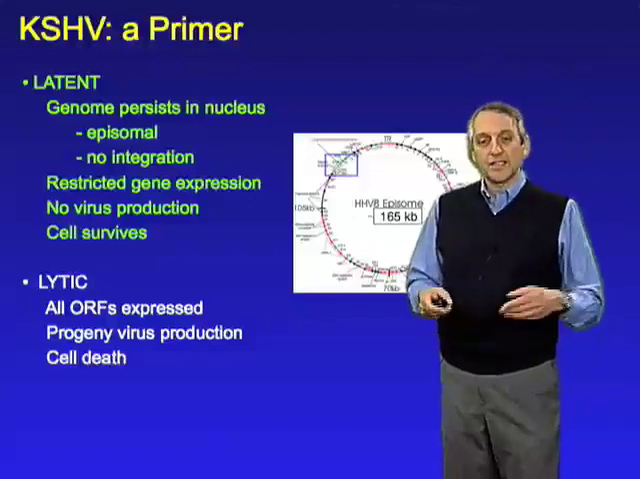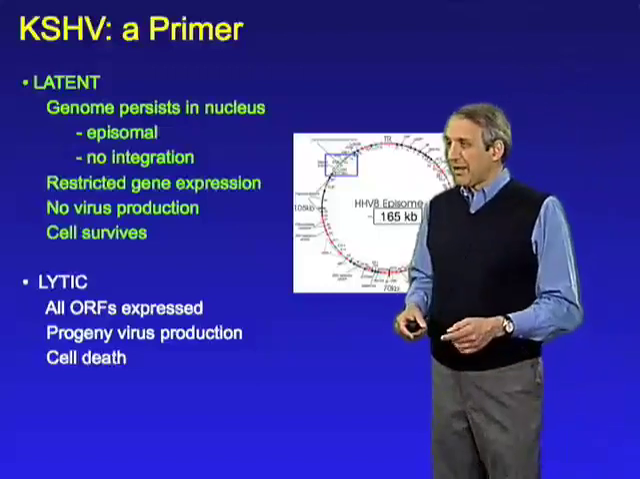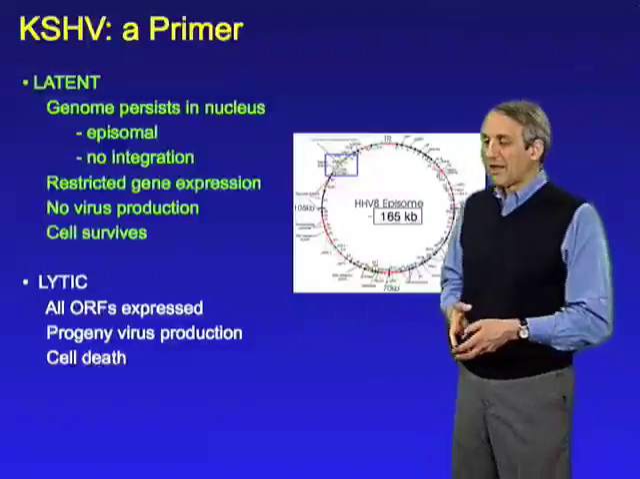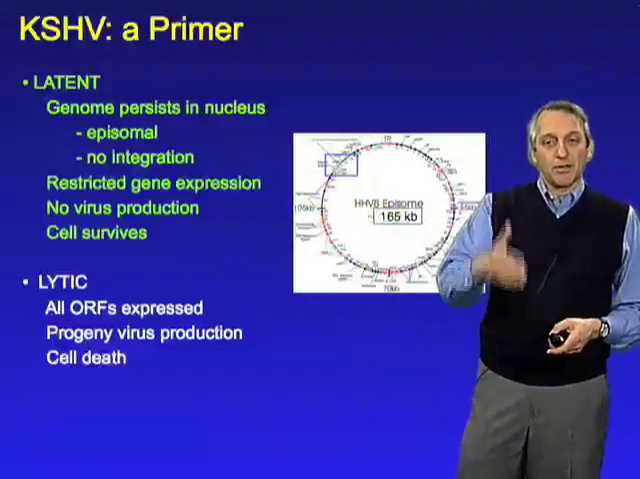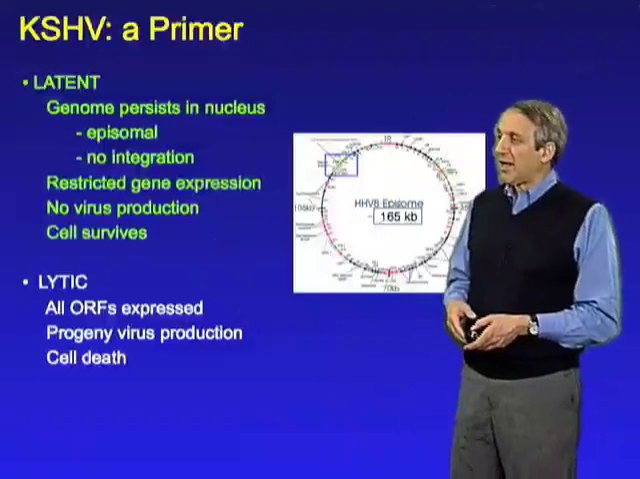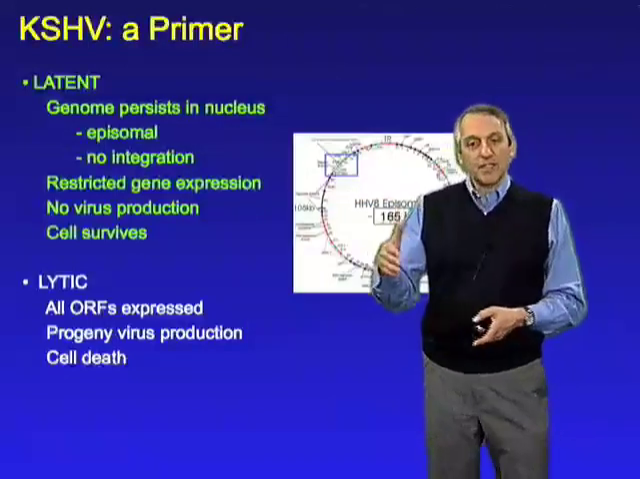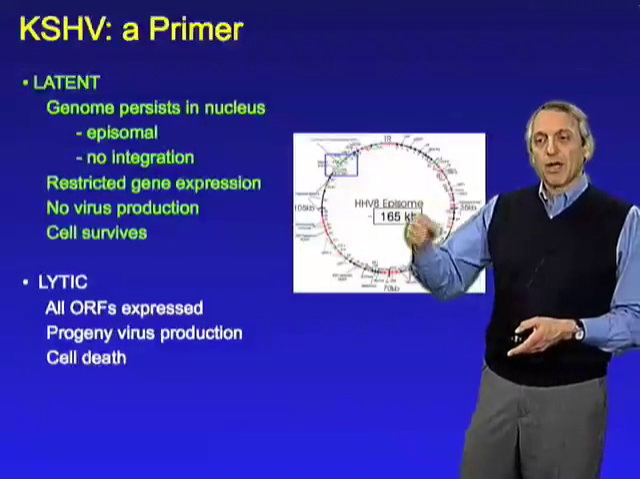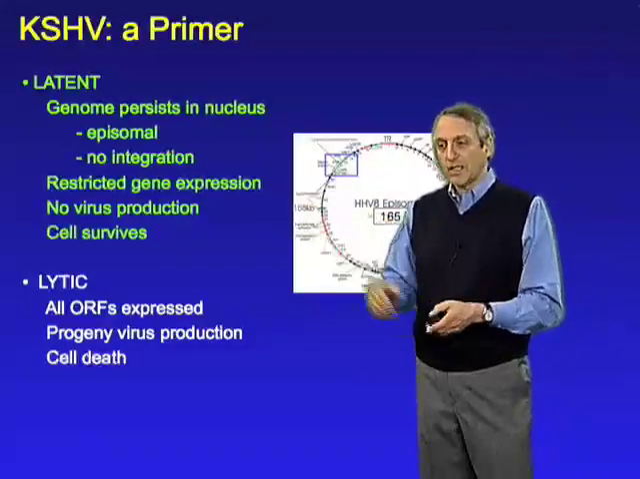So the lytic cycle is the cycle that is perhaps more familiar to students who've had microbiology. This is the phase in which all the open reading frames of the virus are expressed. They're expressed in a developmentally and temporally regulated fashion: immediate early genes, delayed early genes, DNA replication, late genes. So there's this sequential cascade of gene expression. But the net result of that is that all the viral open reading frames are expressed, viral DNA is replicated, progeny virions are assembled, the cell is killed, and virus is released.